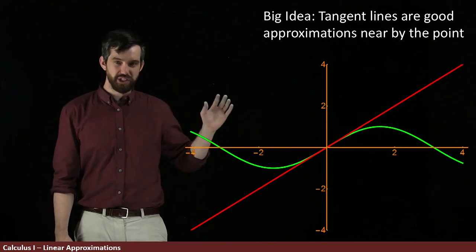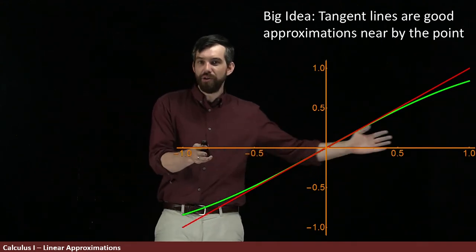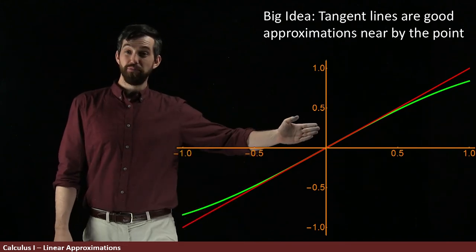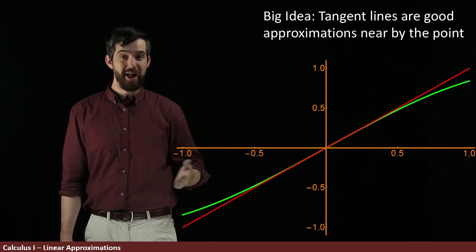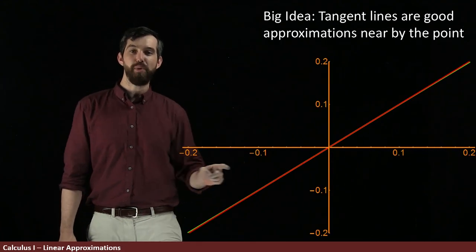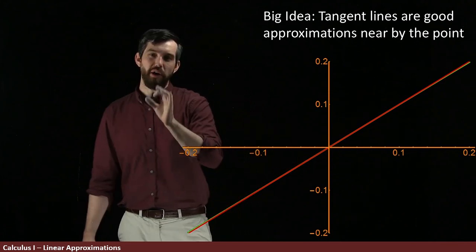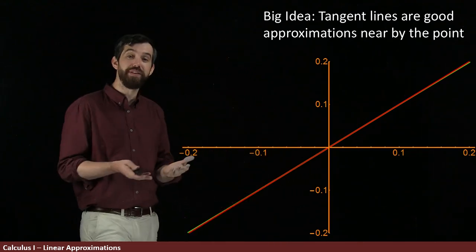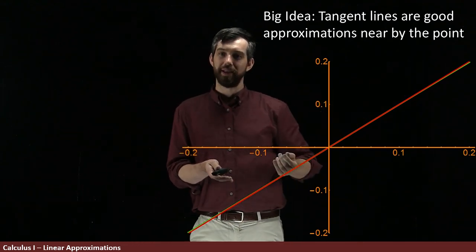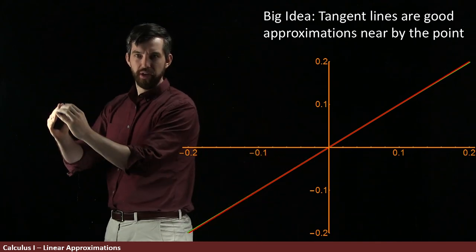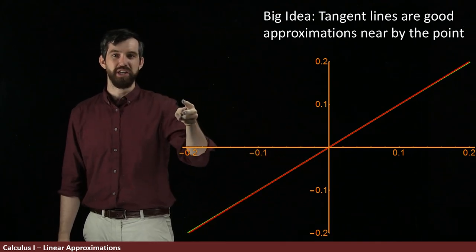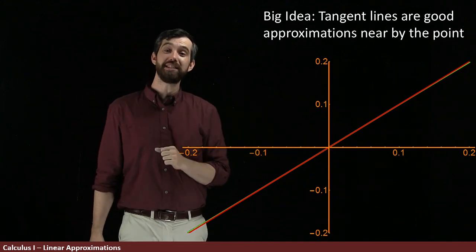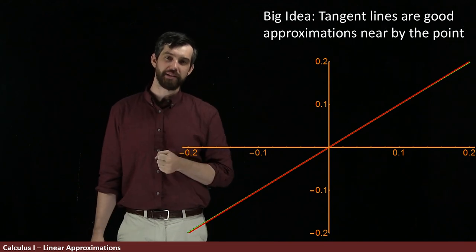I'm going to imagine zooming in here a little bit. So I've now narrowed my window. Now it's only minus one to one here, and you'll notice that it looks good for longer. Okay, let me zoom in again. Minus one to one is what I have right now. Now I'm going to go minus 0.2 to 0.2, and I don't even know if you can resolve this on your screen. The red and the green, the sine and its tangent line, are basically on top of each other as I zoom in on that window. So if I zoom in close enough, the tangent line and the original function appear to be almost interchangeable. It's a really, really good approximation, at least in the case of this function, sine of x.